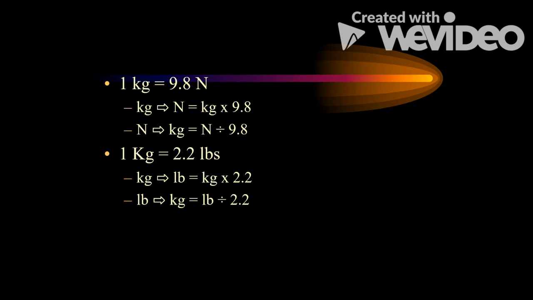And lastly, 1 kilogram is equal to 2.2 pounds. If I have kilograms and I want to convert that to pounds, I take my kilograms and multiply by 2.2. If I have pounds and I want to convert to kilograms, I take pounds and divide by 2.2. And those are the first 5 conversions that we're going to look at. Let's take a look at the thumb chart for the last one.